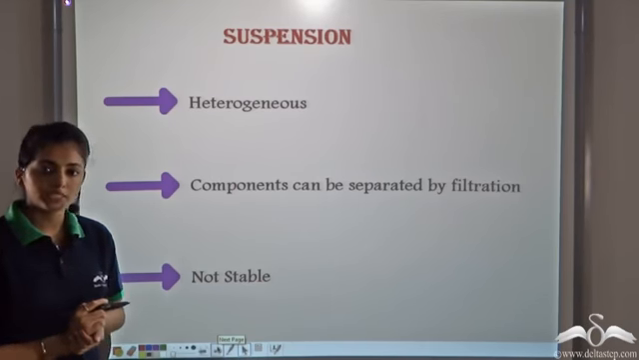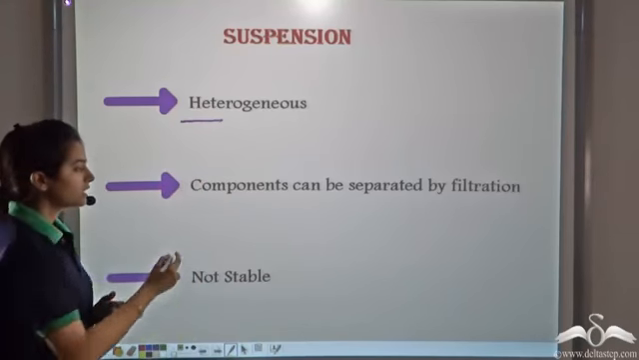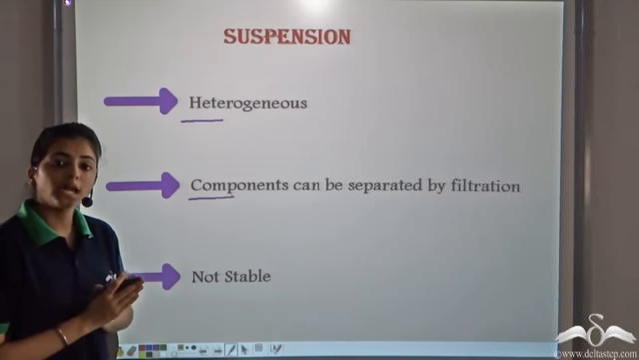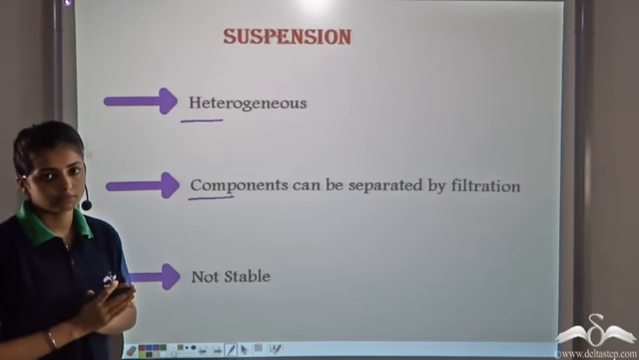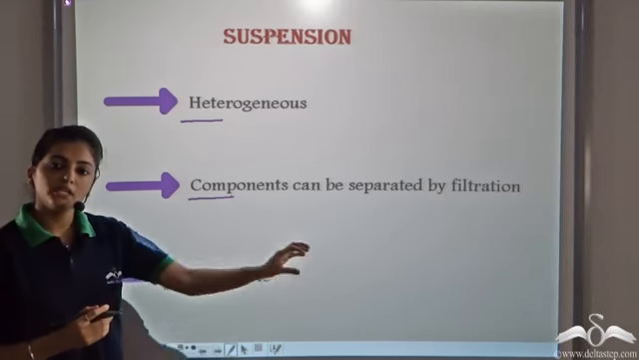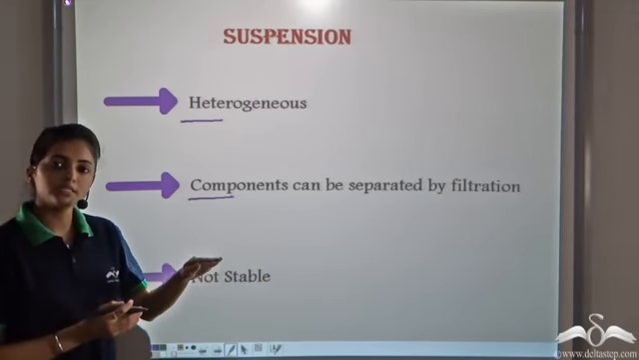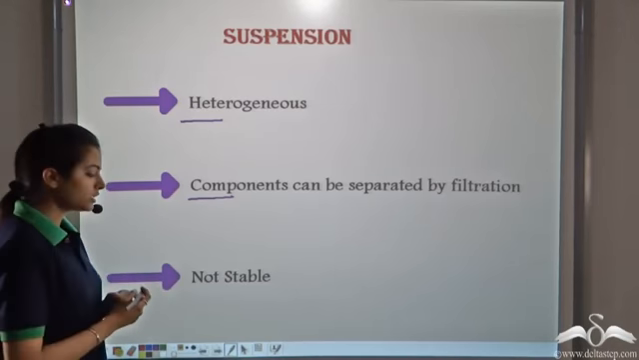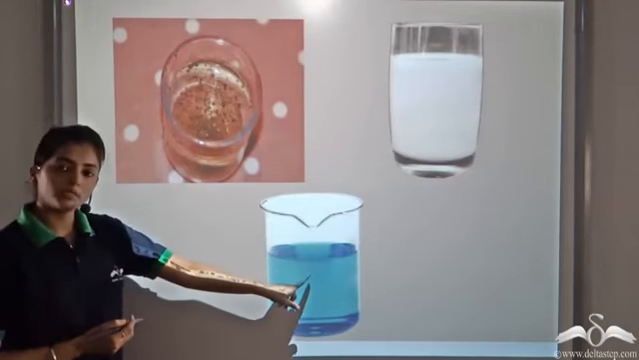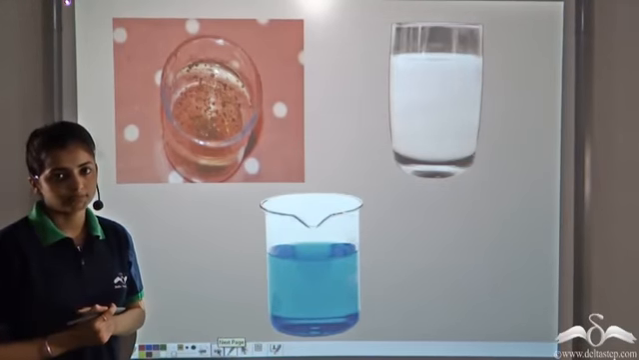The properties of a suspension are that it is heterogeneous. The components of a suspension can be separated by filtration, and it is not stable. By not stable, we mean that if we leave the solution undisturbed for some time, the insoluble solid settles at the bottom. So which out of the three? Sand dissolved in water, aqueous copper sulfate solution, and milk. Which out of the three do you think is a suspension?